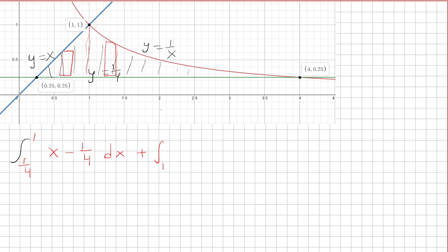And then we're going to continue from 1 and go all the way to 4. Now the top function becomes 1 over x, and the bottom function becomes 1/4. So now we're going to integrate this. Antiderivative of x is x squared over 2. 1/4 is just 1/4 x. The antiderivative of 1 over x is ln of x.